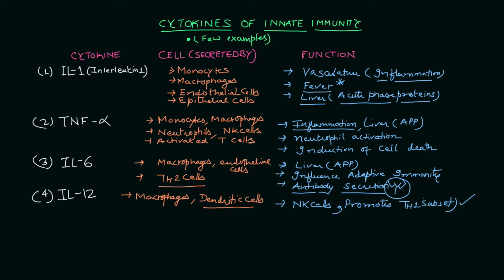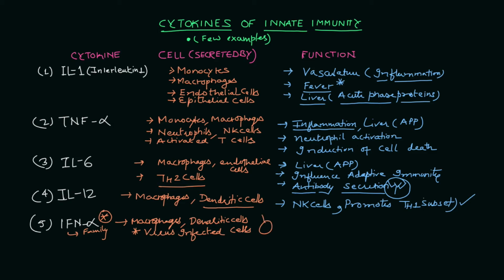Fifth cytokine that we're going to discuss is IFN-alpha. It's the family of the cytokines. So let me write it down, IFN-alpha family. This particular cytokine is produced by macrophages, dendritic cells, as well as the cells that are infected by viruses. So virus-infected cells, they can produce this cytokine, and then it can regulate the production of antiviral proteins in another cell.